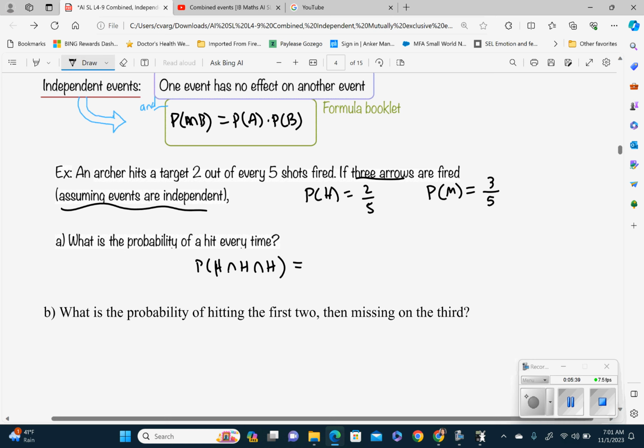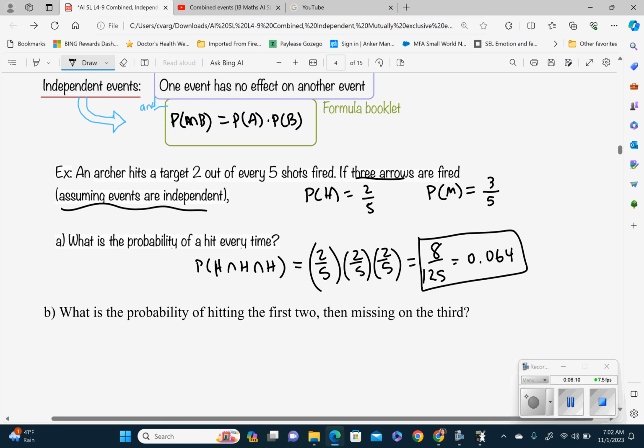So the math that we do here is the probability of a hit, which is 2 out of 5, times the probability of a hit, right? Because one has nothing to do with the other. So we're going to do 2 out of 5 three times. And when you plug that into the calculator, you're going to get 8 out of 125. And when you plug that into the calculator, you're going to get 0.064. Okay, so please plug this into the calculator. Make sure that you get the same answers as I did.